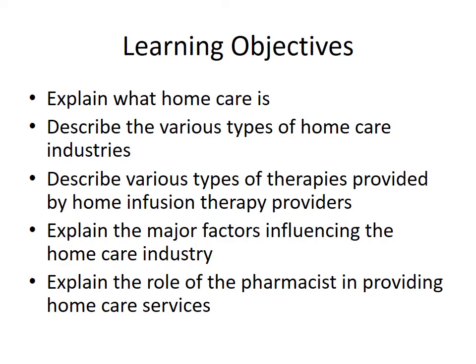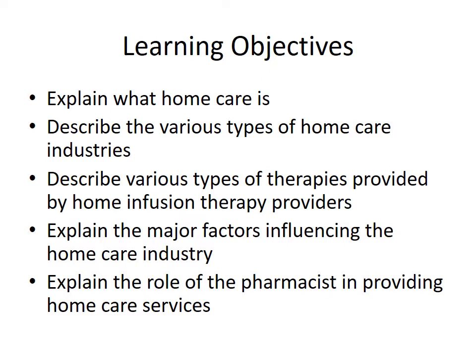Our learning objectives: we will describe and explain what home care is and the various types of home care industries. We will describe the different kinds of therapies that are available to be administered at home. For example, there's home infusion therapy administered by, for example, nurses. But remember, there are other types of therapies that can occur within the home: physical therapy, occupational therapy, for example.